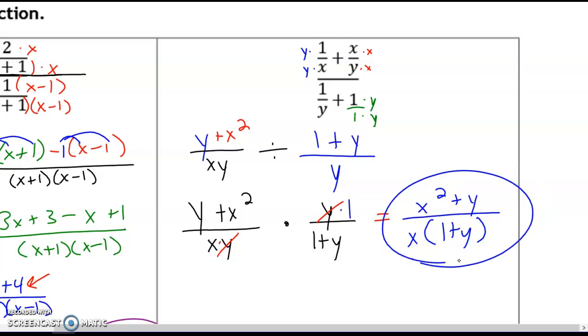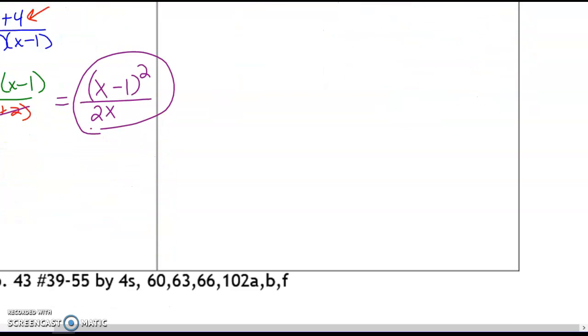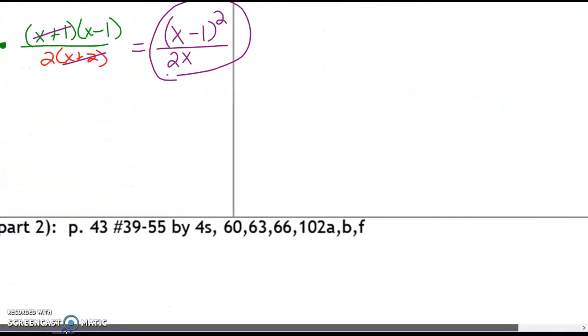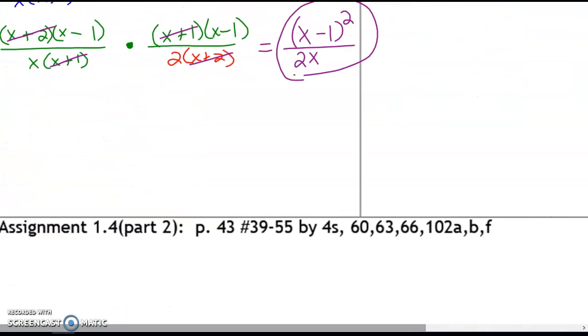Okay? All right, your assignment is in the textbook. 1.4 Part 2, page 43, numbers 39 through 55 by 4s. So you'll do 39 and then count 3 in between and do the fourth one. So 43, 3 in between, do the fourth one. So after you do them, you can check your answers in the back of the book. Okay? And then 60, 63, 66, 102, A, B, and F.